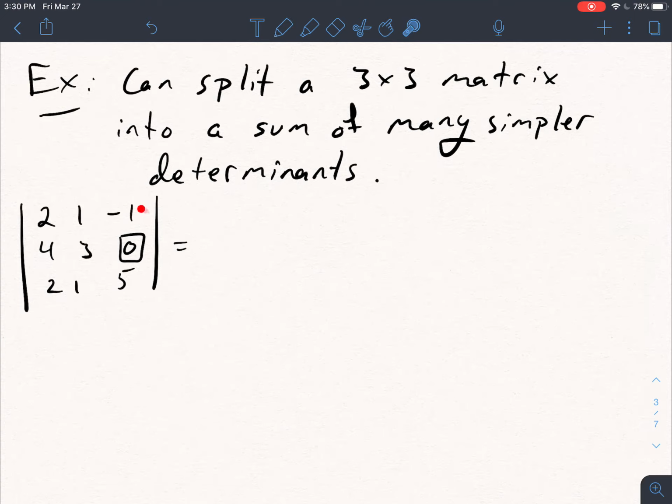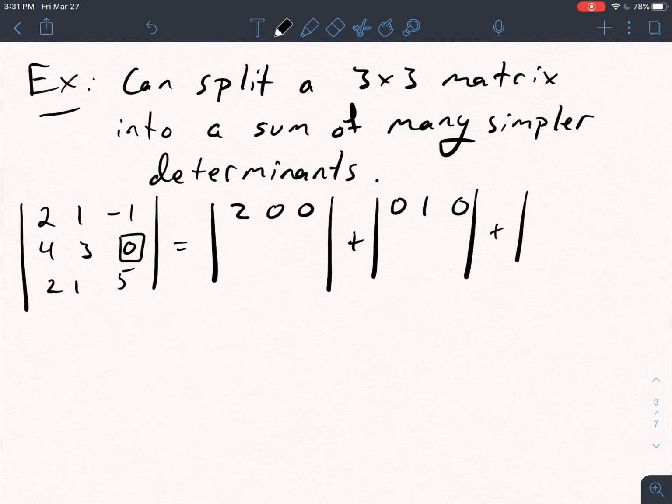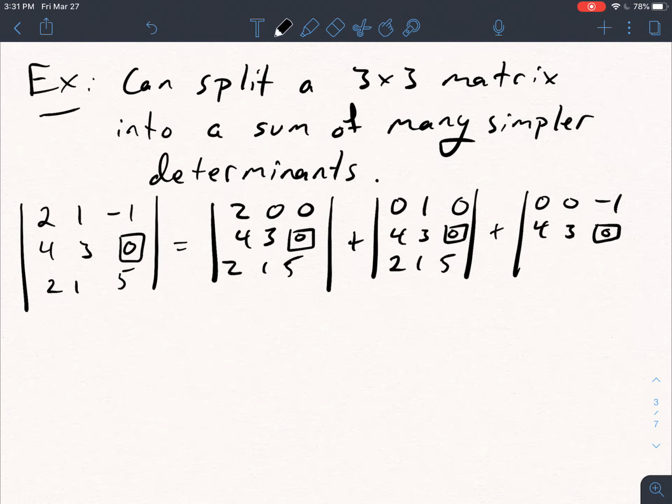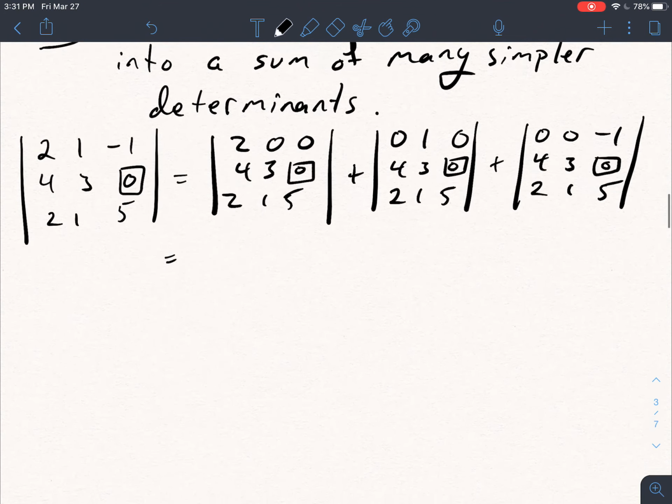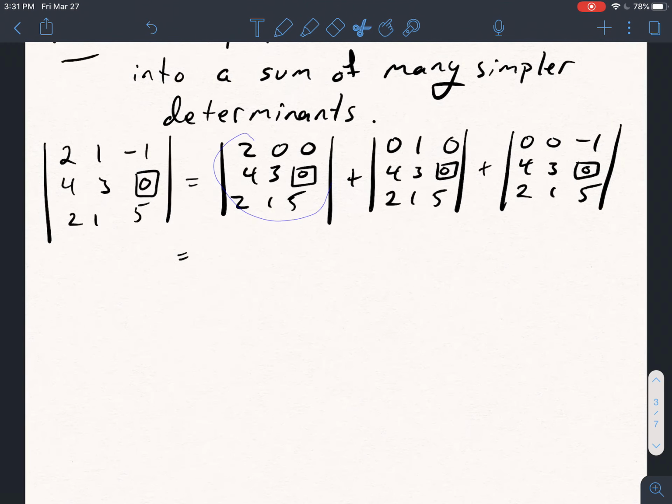Okay, so let's do this. Let's first split this matrix along the first row. And so if I do that, my row will split into 2, 0, 0, 1, 0, 1, 0, and 0, 0, negative 1. And all of the other rows will stay the same. And already maybe you can see why boxing that 0 is going to make our lives a little bit easier in this calculation.